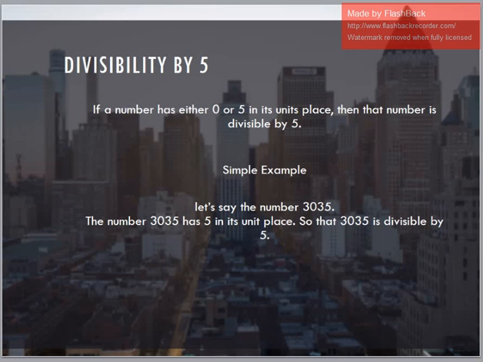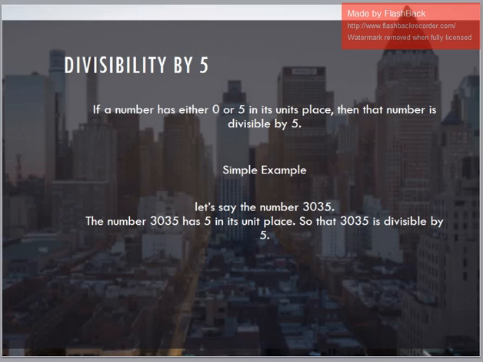So, divisibility by 5. If a number has either 0 or 5 in its units place, then that number is divisible by 5. So, technically, ito yung pinakamadali sa lahat kasi titignan mo lang yung ending ng given number, if 0 or 5, and then you can decide that it is divisible by 5. So, let's read the example given. Let's say the number 3035. The number 3035 has 5 in its unit place, so that 3035 is divisible by 5.